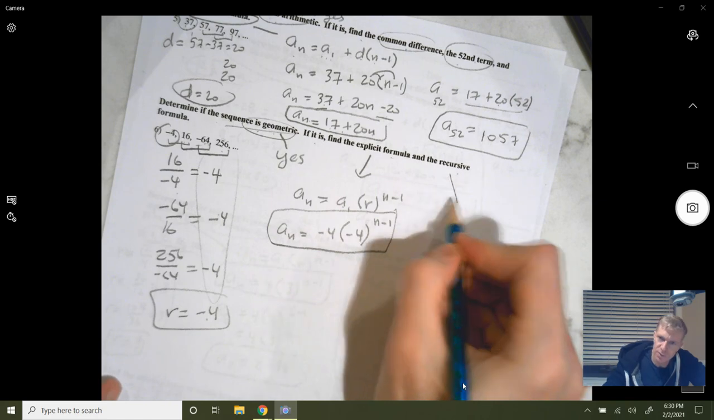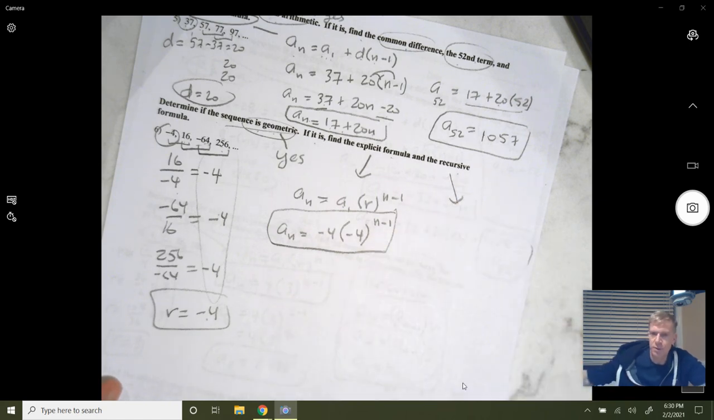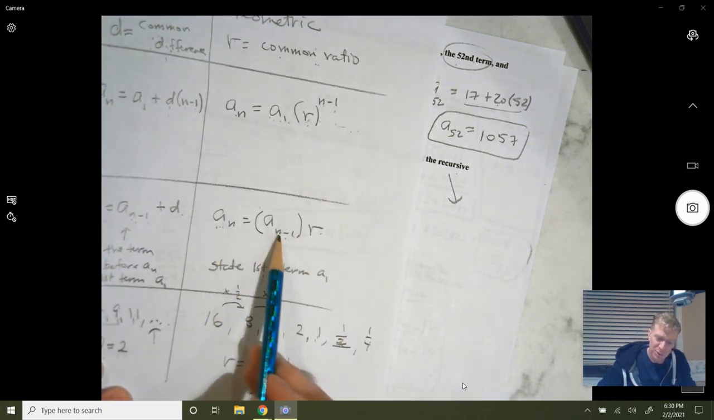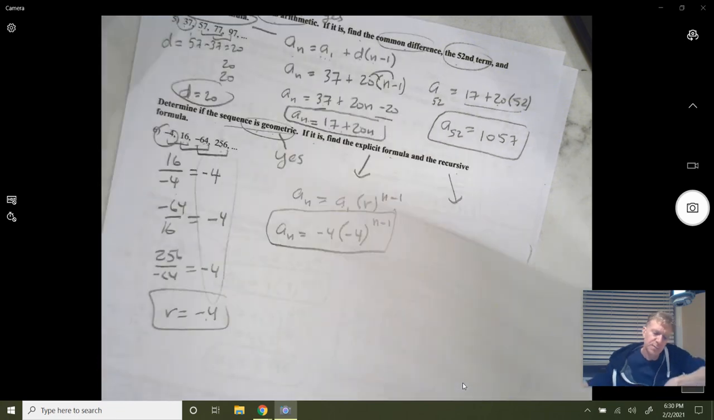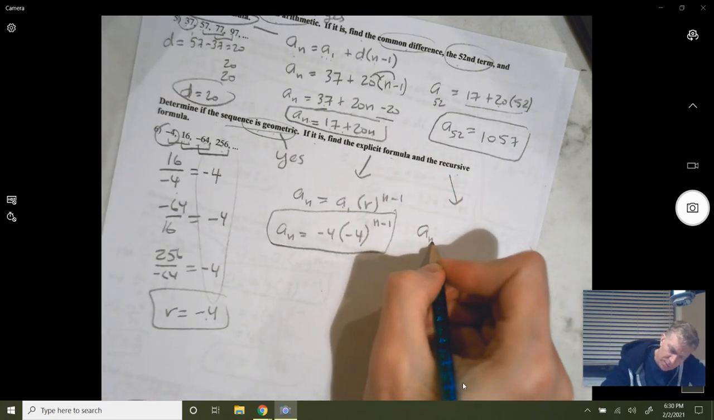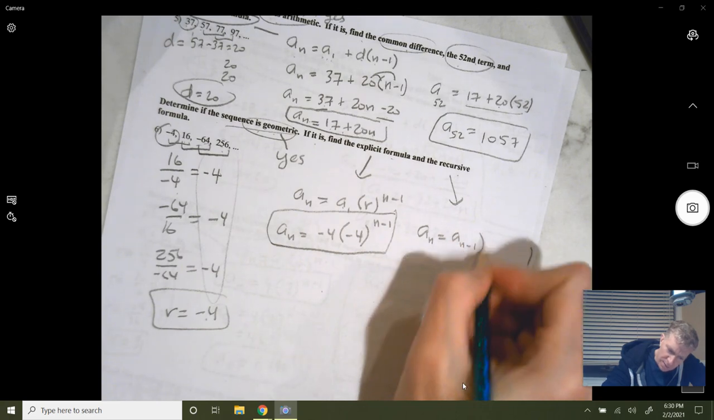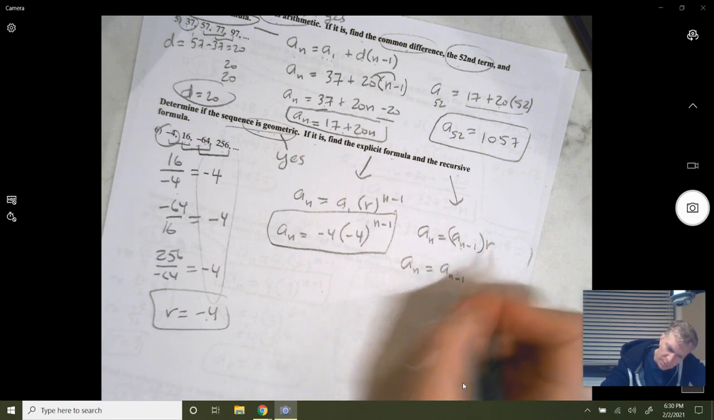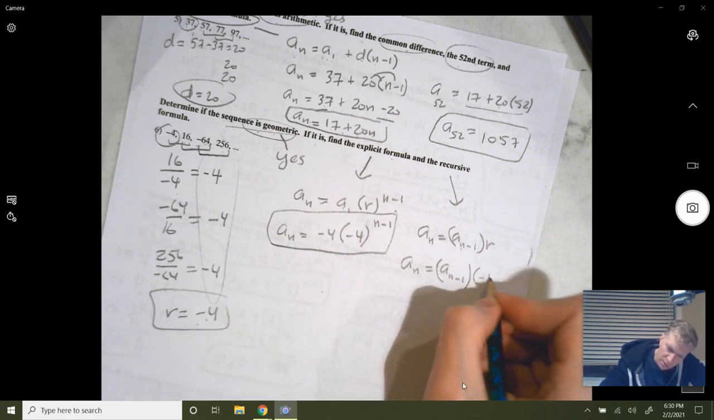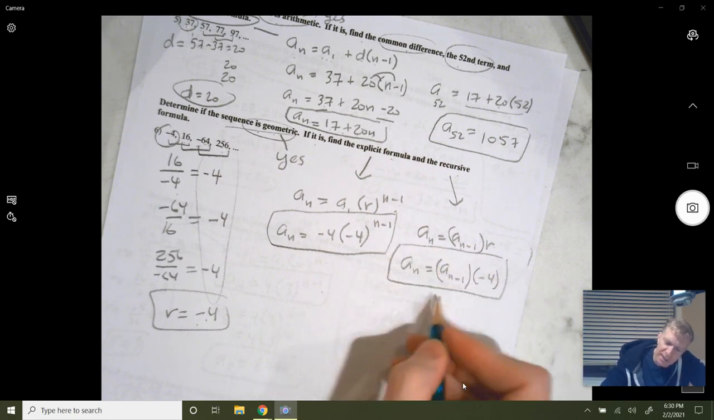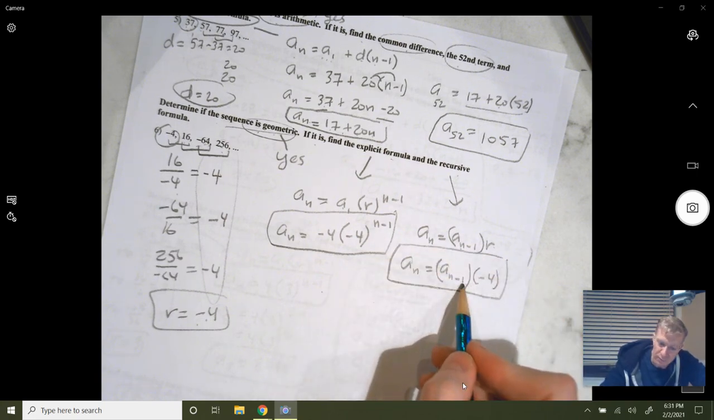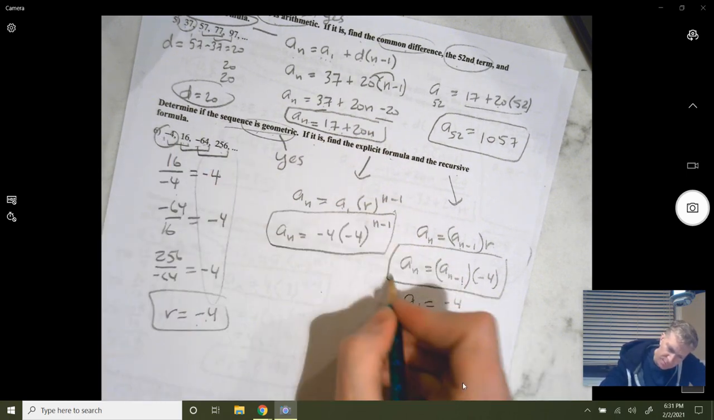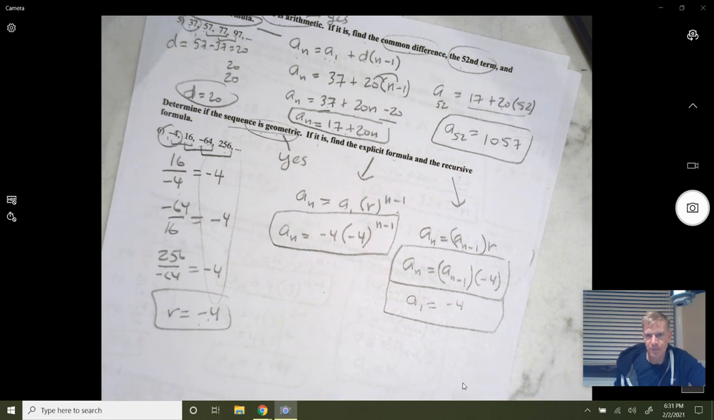We just have to find the recursive formula. Remember, all you do for a recursive formula is know that to find a term, you look at the previous term and multiply by r. So a sub n equals a sub n minus 1 times r. Let's plug that in. A sub n minus 1, you're going to leave that in the formula, and you're multiplying by r, which is negative 4. And don't forget, you need to give it a starting point when you have a recursive formula. So let's say the first term is negative 4. So those two parts. And that's it.